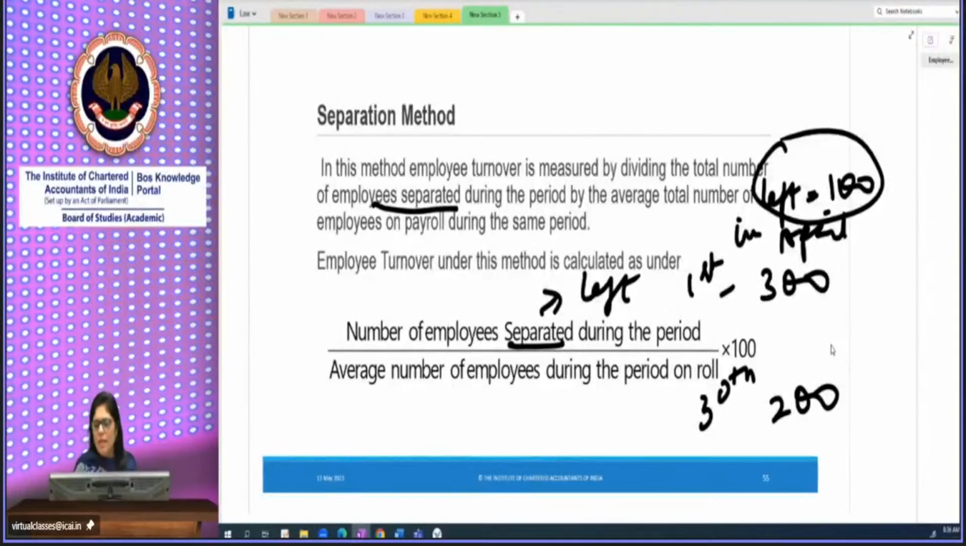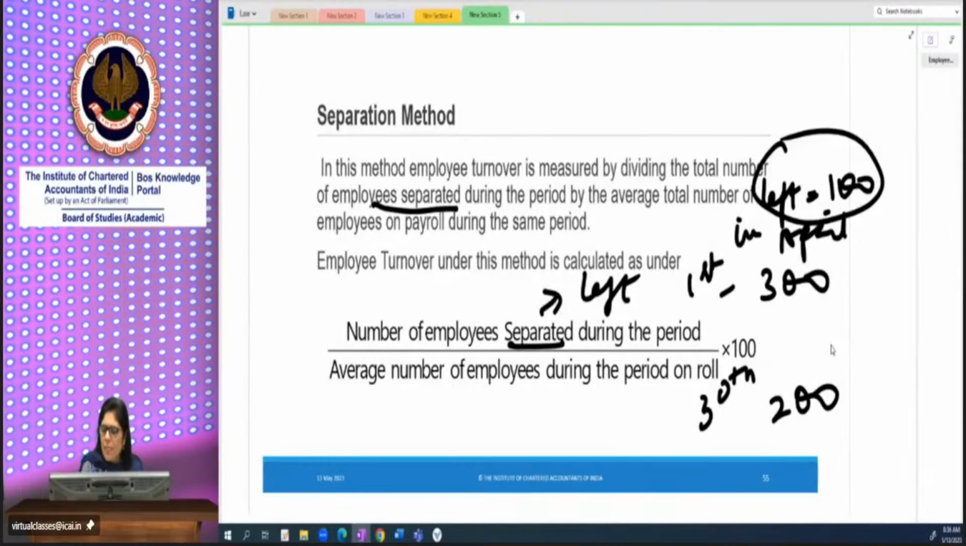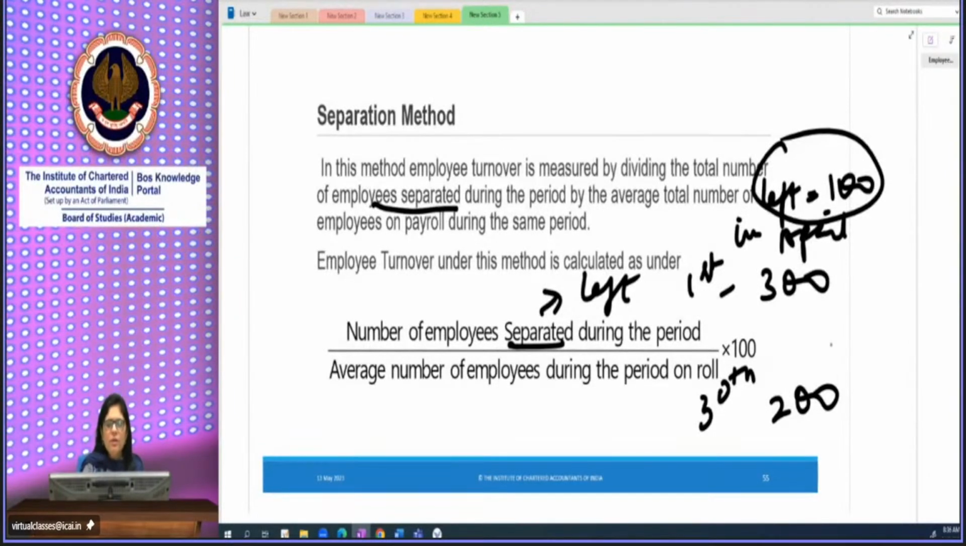In the second case, you can take 400 and 500 also. These are different combinations you can use to calculate the ratio. So that is the separation method: the number of employees separated, that means those who have left during that period, whether it's a month or a year, divided by the average number of employees during that period. The average is opening plus closing divided by 2. A simple average you have to take.